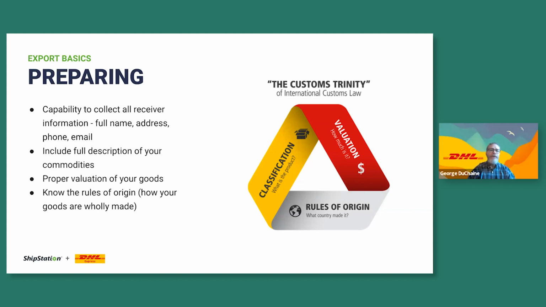So make sure that when you're exporting, you harvest, and I think that this is true for ShipStation, that you can't complete your order unless you have all the shipper and consignee information. But it's worth mentioning that we get your full name, address, phone number, email, include that full description that I was just talking about, and the value of your goods and the origin of those items.